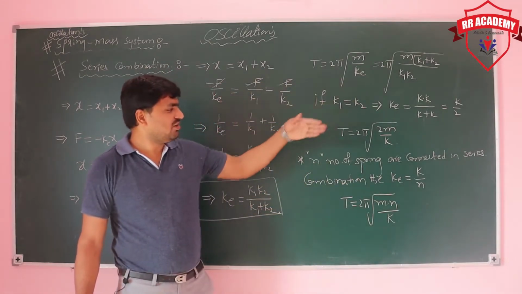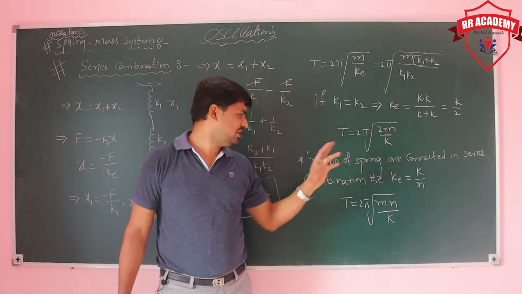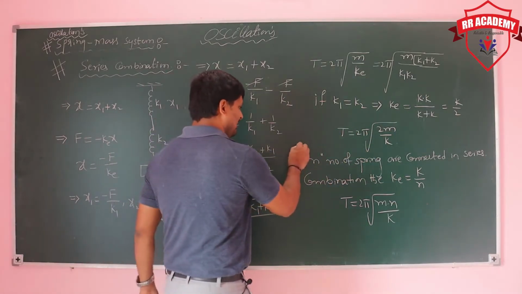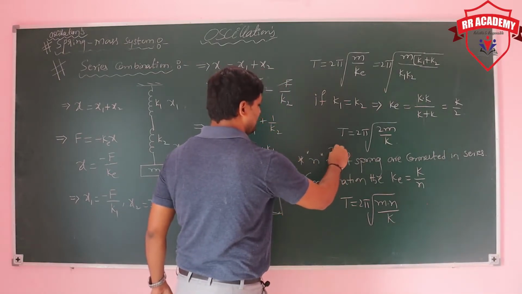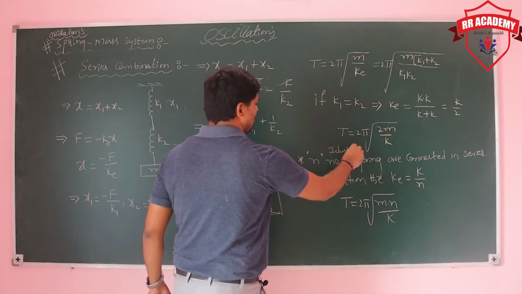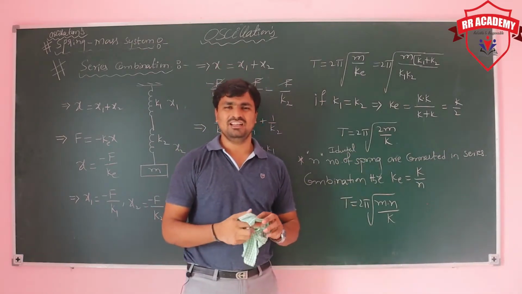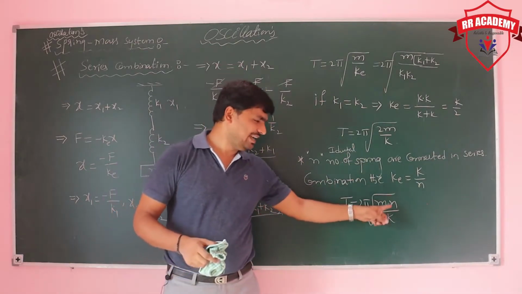How many springs are you connecting in series combination? N identical springs, identical meaning all have the same value. Then the time period is going to be root n times.